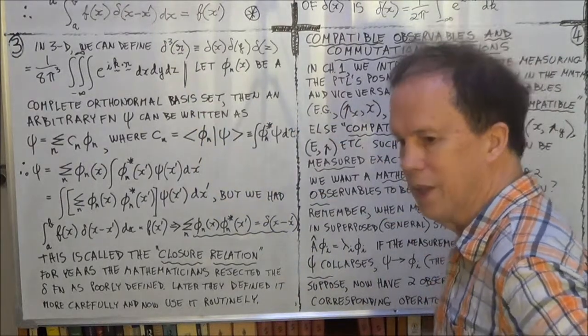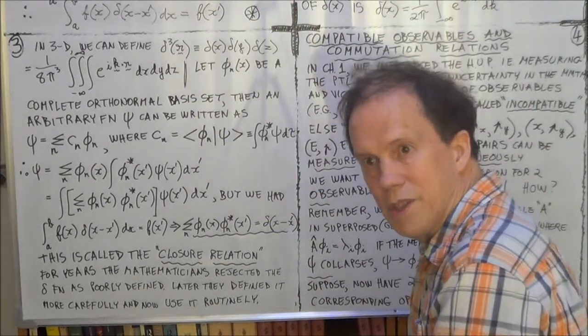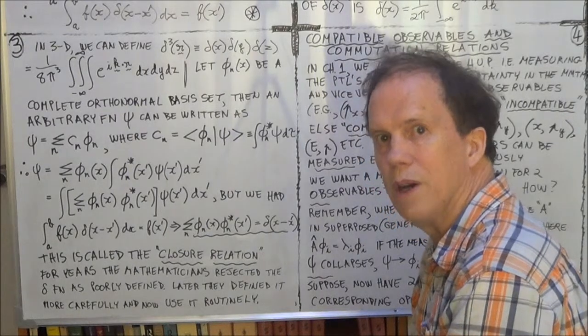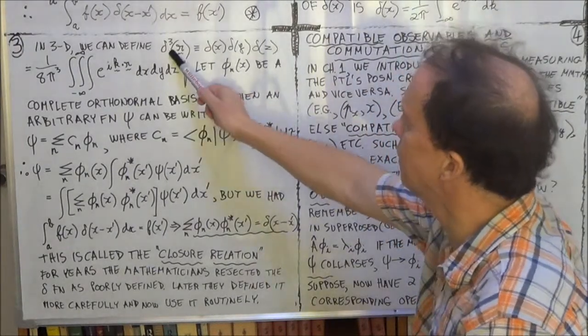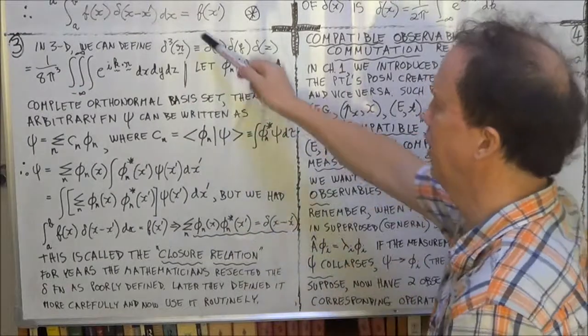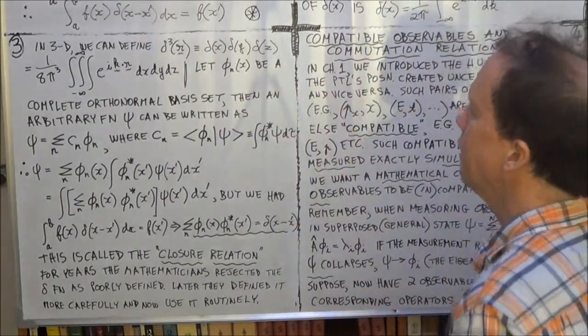At position R, at coordinates x, y, z. So x, y, z. You define this as the product of these 3.